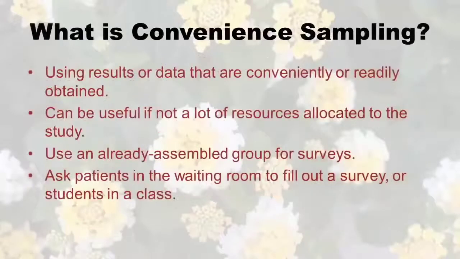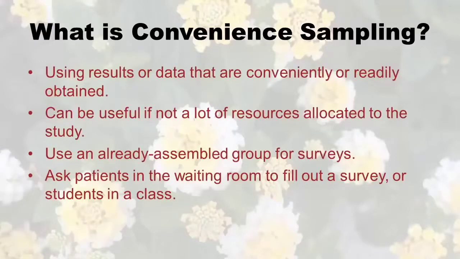So convenience sampling is basically using results or data that are conveniently or readily obtained. In my master's degree, one of the things I did was I surveyed people anonymously who were coming to a health fair. I sat at a booth and I gave them the survey with a few questions in it. That was definitely a convenience sample, just people showing up for the health fair.